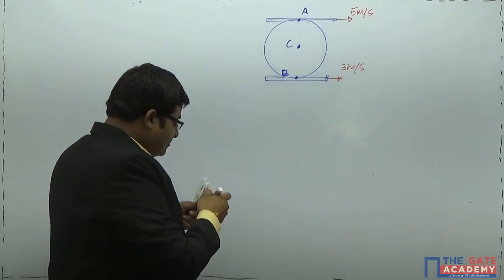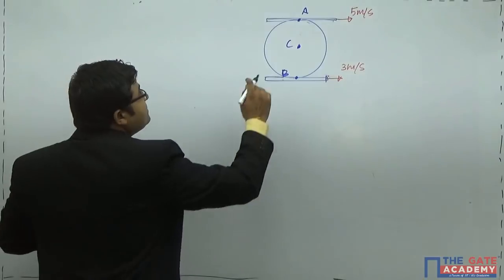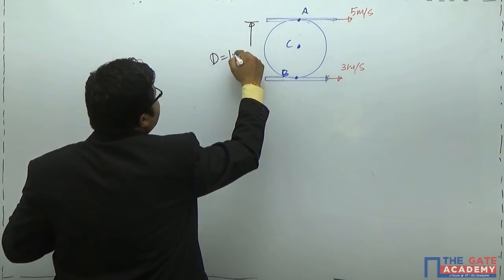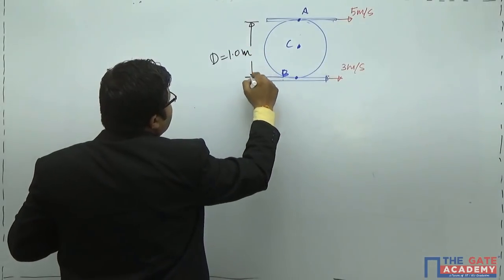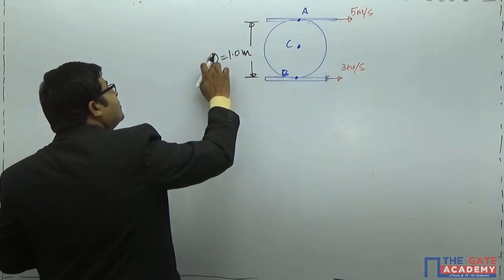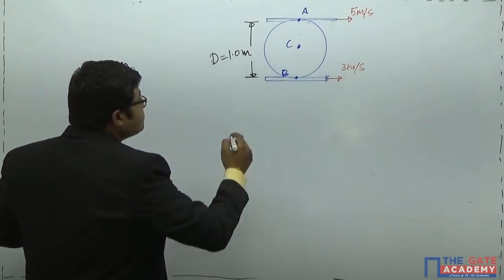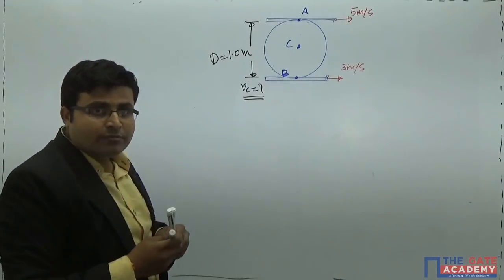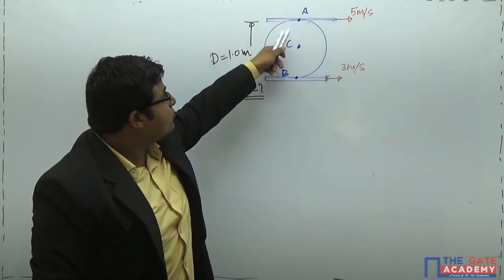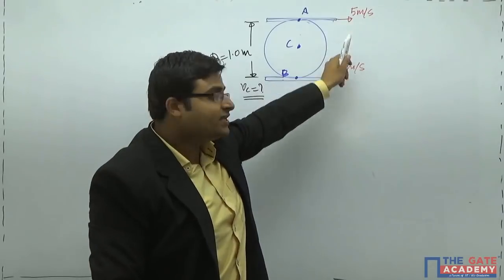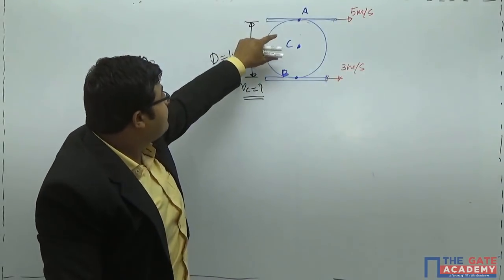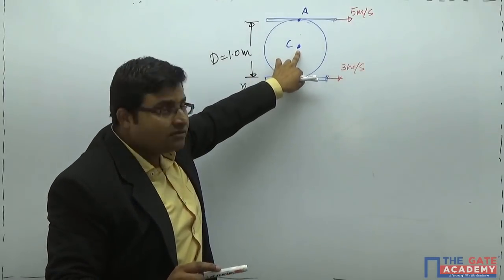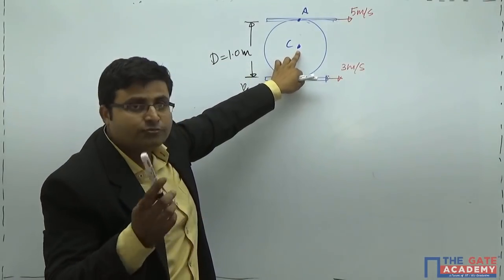What you need to determine, if the diameter of this disc is given as 1 meter: you need to determine the velocity at the center. That you need to determine. Okay, you got my question? This disc is in between two conveyor belts which are moving with 5 meters per second and 3 meters per second, and the diameter of the disc is given, and then they have asked what should be the velocity at the center. At this point, what should be the velocity?